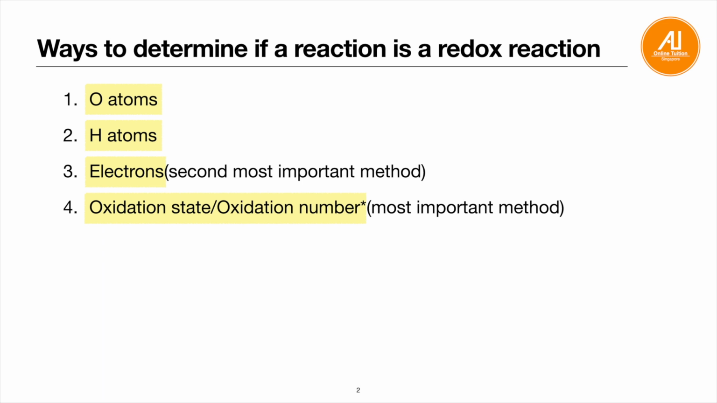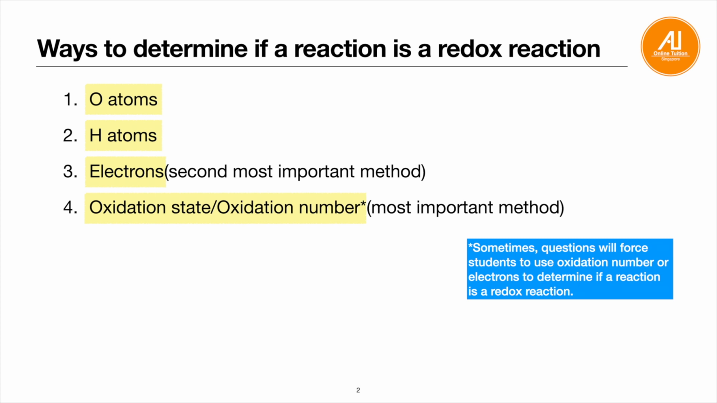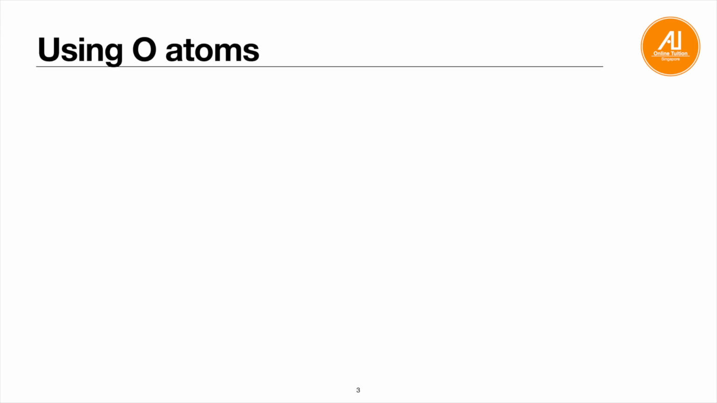So make sure you highlight them, especially number 3 and number 4, oxidation state and electrons. Because sometimes the question will actually force the students to use the oxidation number or electrons to determine if a reaction is a redox reaction. Later we'll give you some examples, then you will understand better. First, let's look at using oxygen atoms.